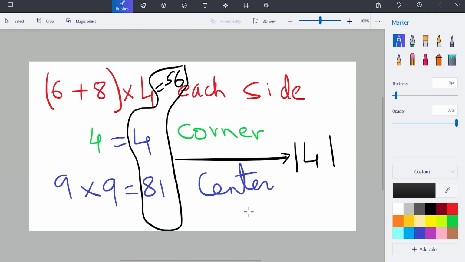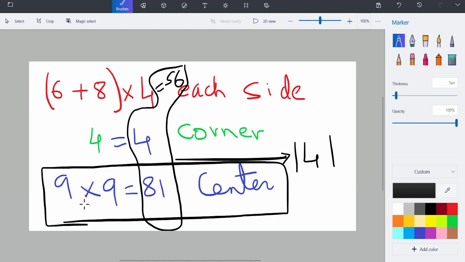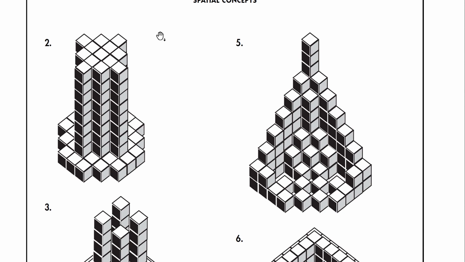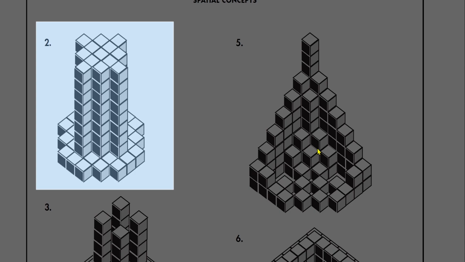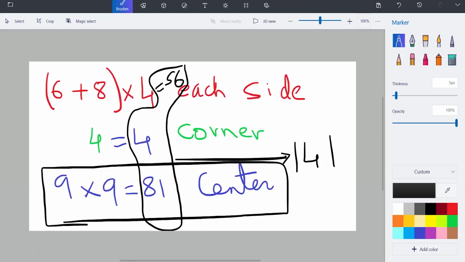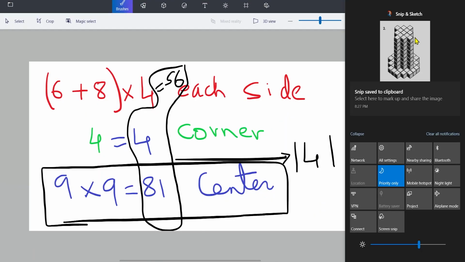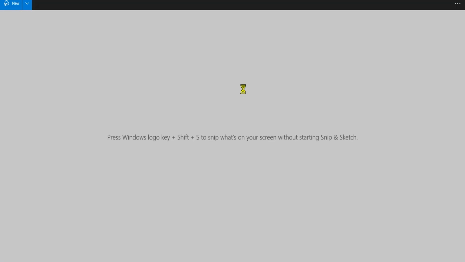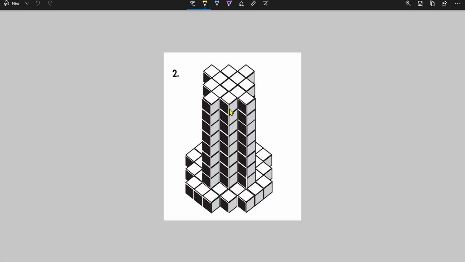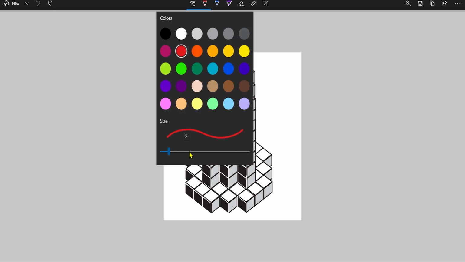Okay, so let's break down each one then. Let's first just focus on this one because this is the easiest one, which is the central segment. Let me go ahead and screenshot this to show you that. Okay, so we're just thinking about this central segment right here. Forget everything else. Let me make this slightly bigger.